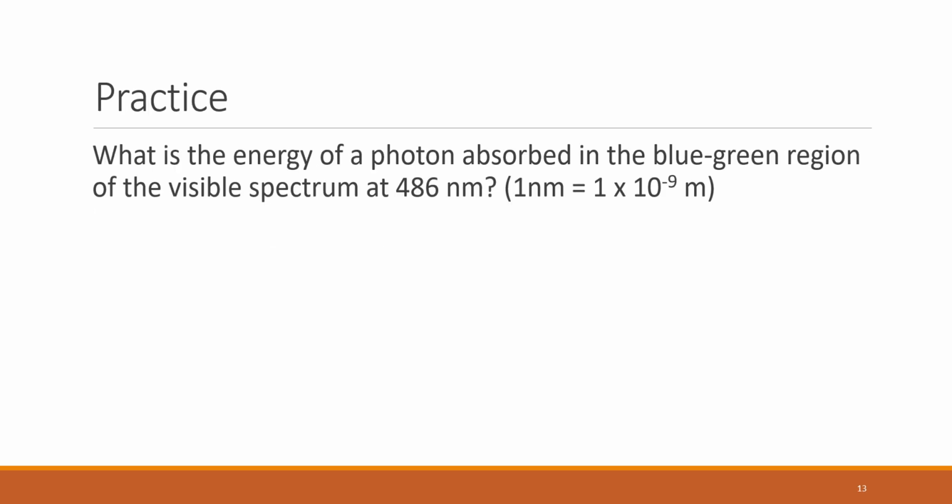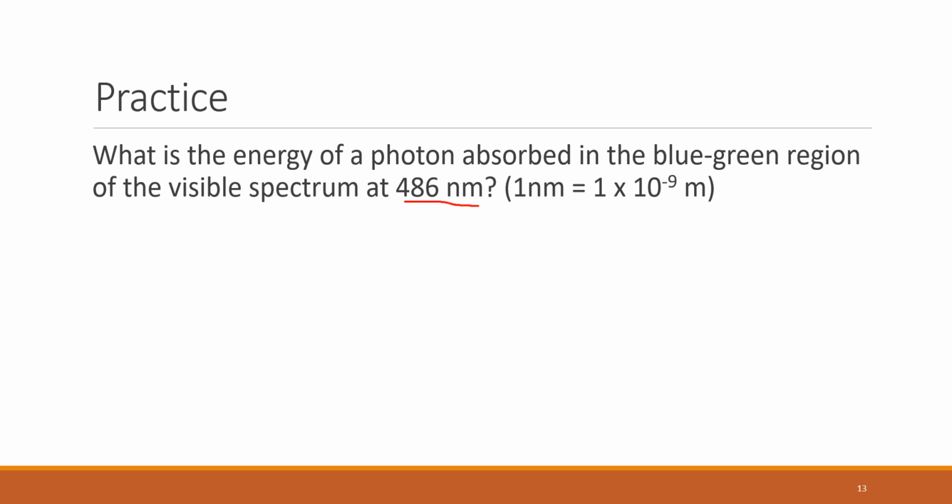So this next problem, we're calculating the energy of a photon. Since we're calculating energy of a photon, we only have one equation so far that we've learned that represents energy of a photon, and that is Planck's constant times the frequency. But notice they're talking about how this energy of the photon was absorbed in the blue-green region of the visible spectrum, and they give us a wavelength. That's what that 486 nanometers is.